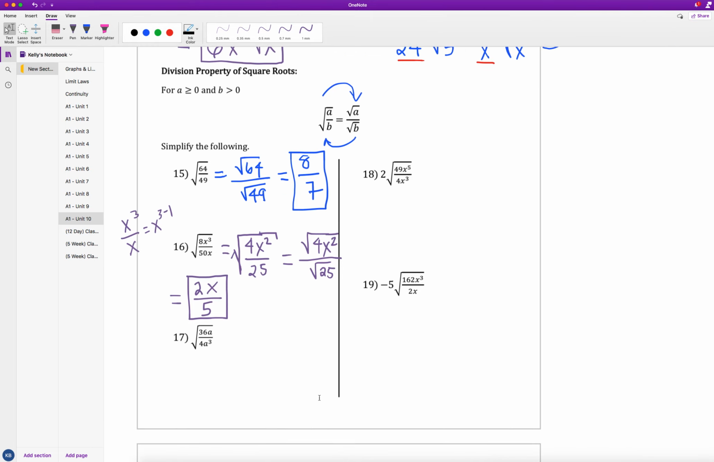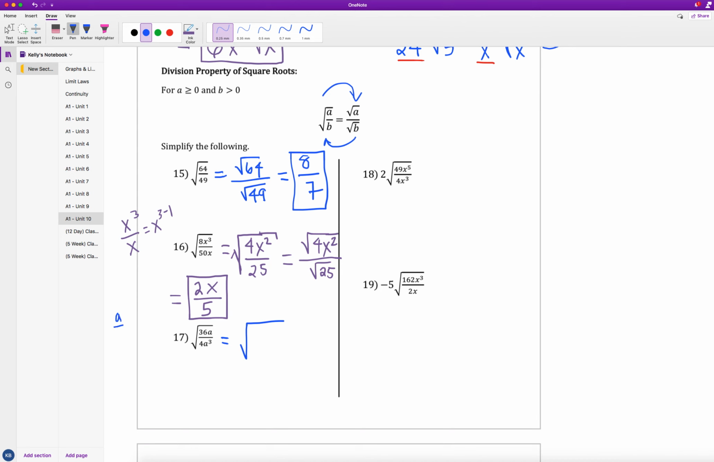All right, let's look at example 17. So in example 17, we have 36a over 4a to the third. Now what I notice here is that some of these are perfect squares, so I'm going to leave those alone, and some of these are not. So 36 and 4 are both perfect squares, so I want to leave those parts of the fraction, but a over a to the third can be reduced down.